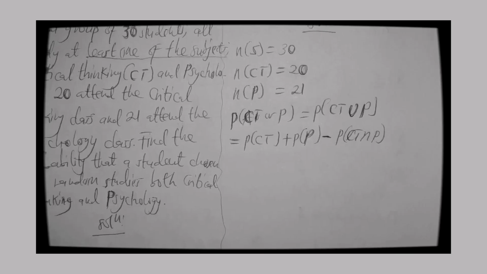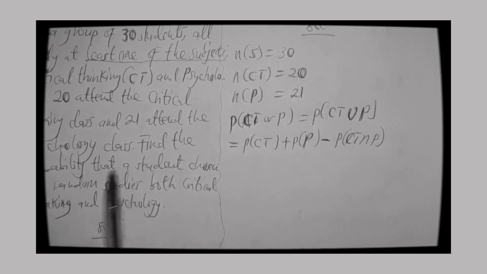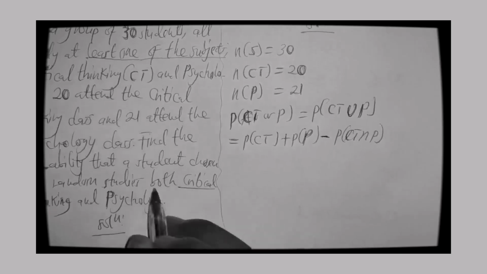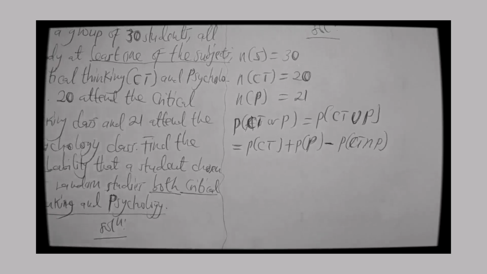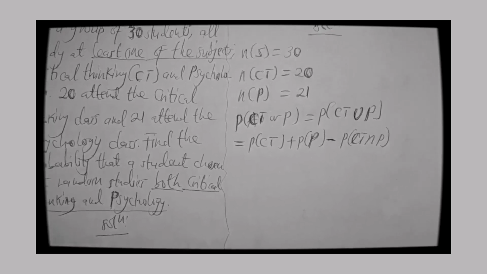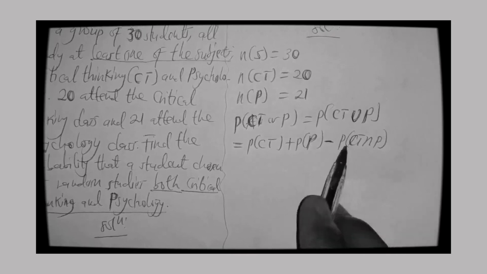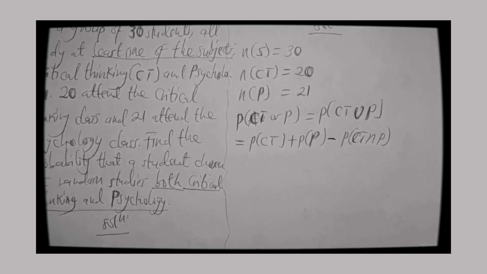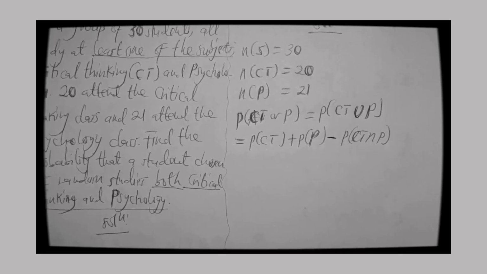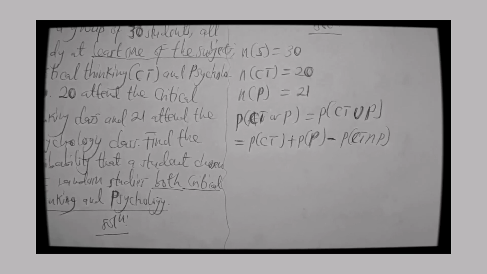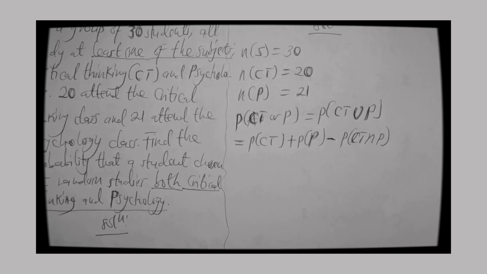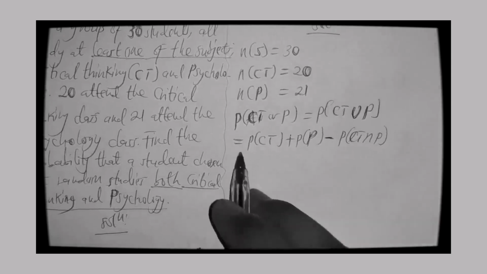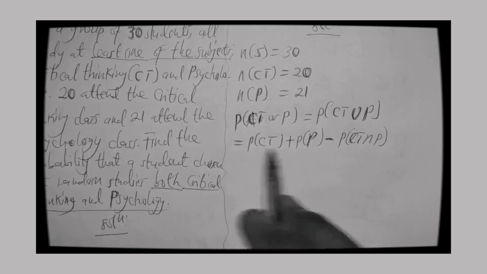But one thing we need to note here is that the requirement of the question is to find the probability that a student chosen at random studies both critical thinking and psychology. Once you hear the word both in probability, we mean an intersection. So we are going to find CT intersection P. Once you hear "and" or "both" between two or more events, we mean intersection. Please take note. But we go by the either-or approach to derive the equation that we solve.